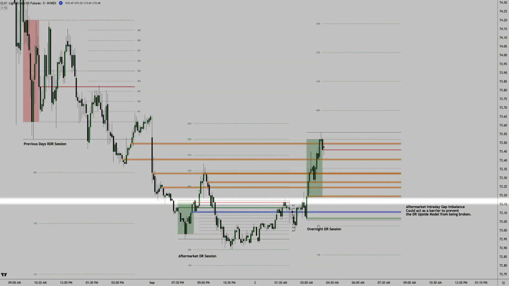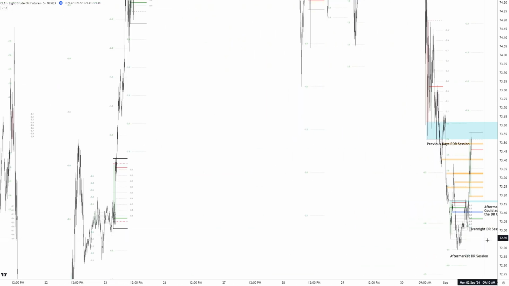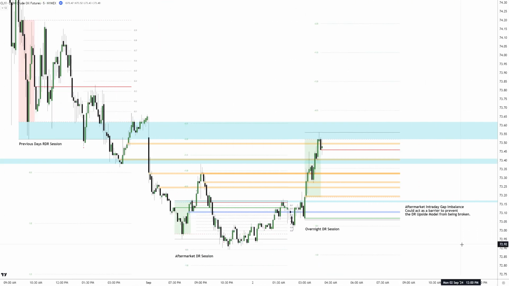In this example, we highlight one level from the aftermarket DR session, another from the previous day's regular DR session, and one from the previous week's price action that aligns with the current overnight DR session. These levels will support our decision making. Now that you're ready for any scenario, whether a long or short confirmation, you can toggle these levels on and off as needed to keep your chart clean and focused.